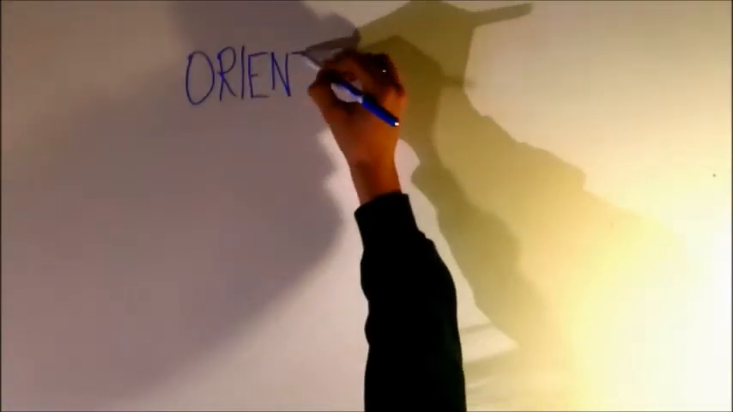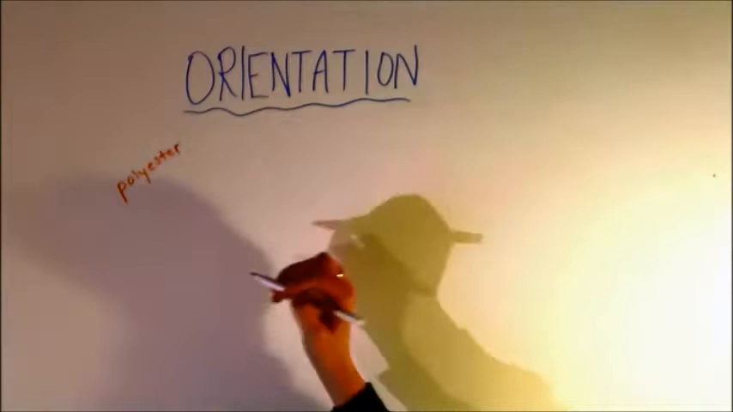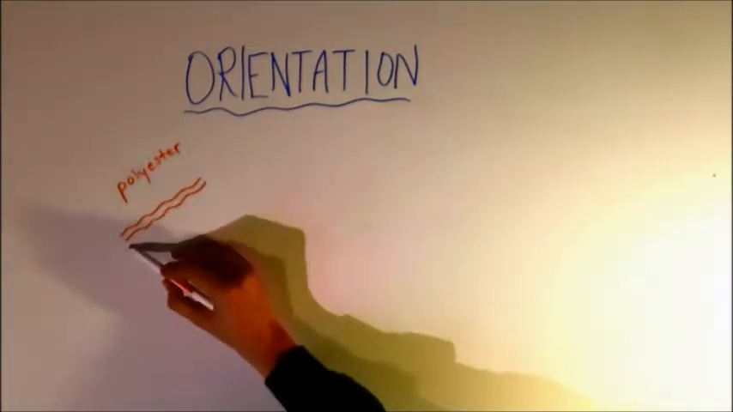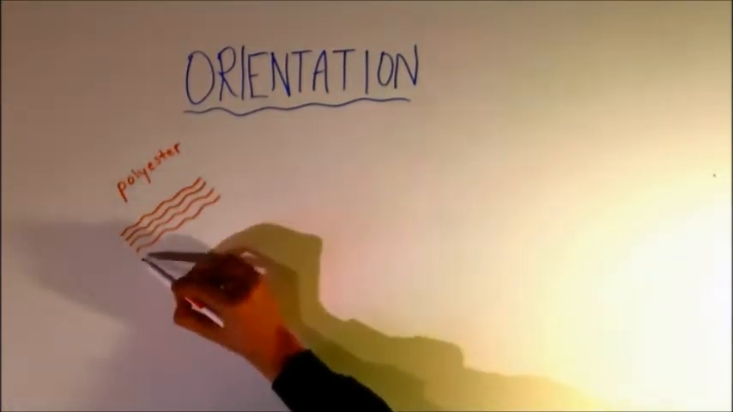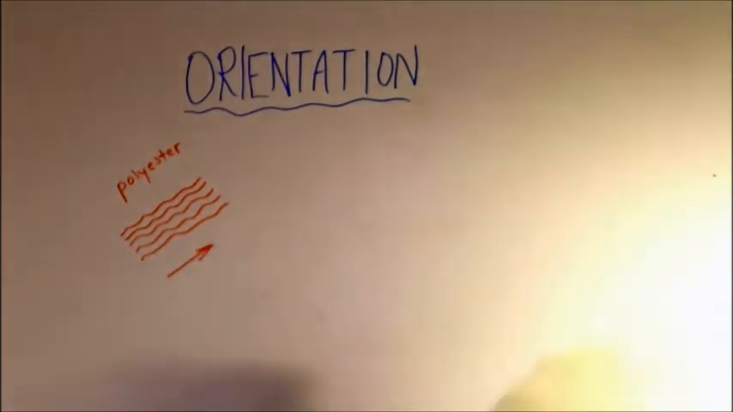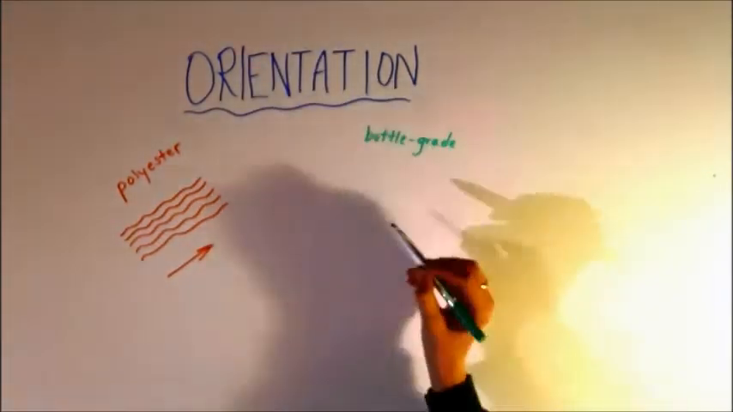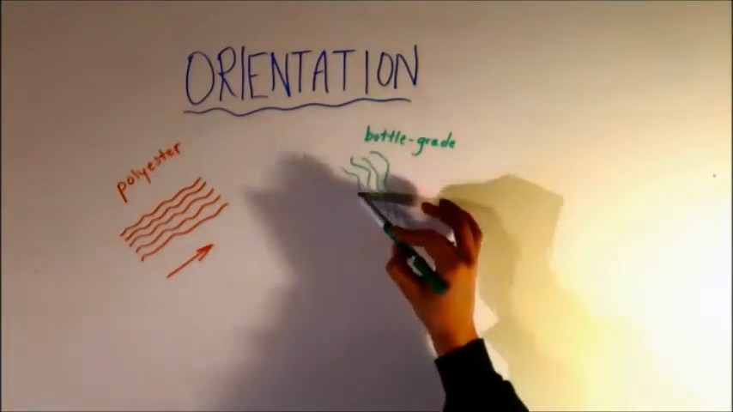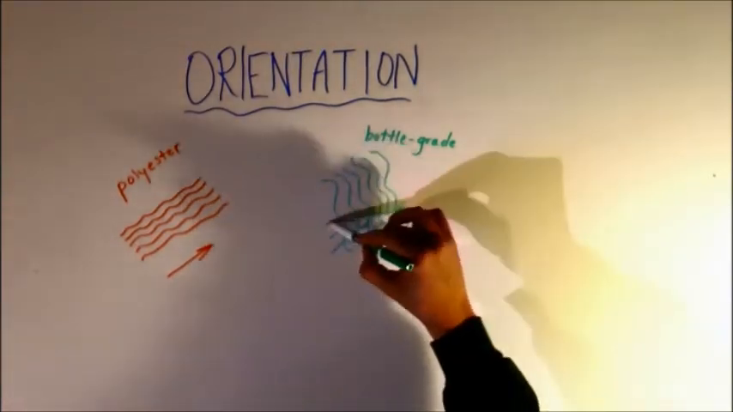Finally, orientation plays a large role in the structure-function relationship of PET plastics. The orientation of a polyester fiber for fabric or textiles is generally in one direction and is largely in long axial strips. Bottle-grade plastic, on the contrary, is biaxial, meaning that it has two directions of orientation.